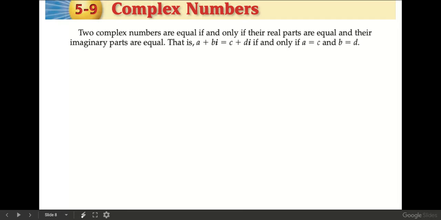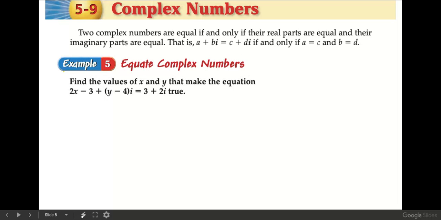Two complex numbers are equal if and only if their real parts are equal and their imaginary parts are equal. That is, a plus bi is equal to c plus di if and only if a equals c and b equals d. So if a is equal to c and b is equal to d, then these two complex numbers would be equal. So that sounds a lot harder than it actually is, but let's take a look.